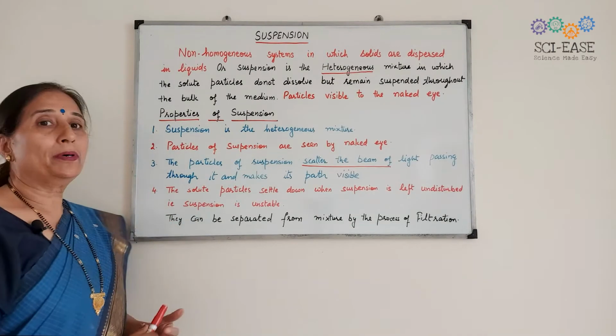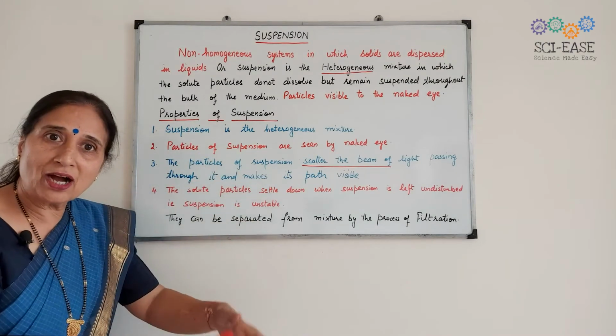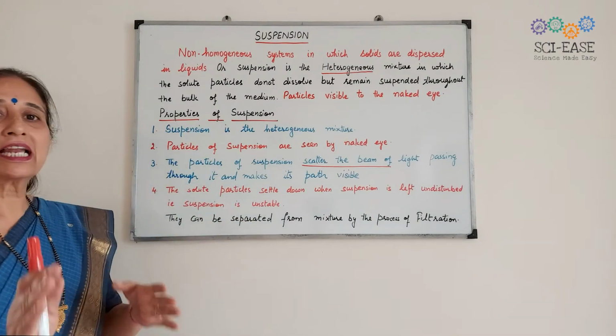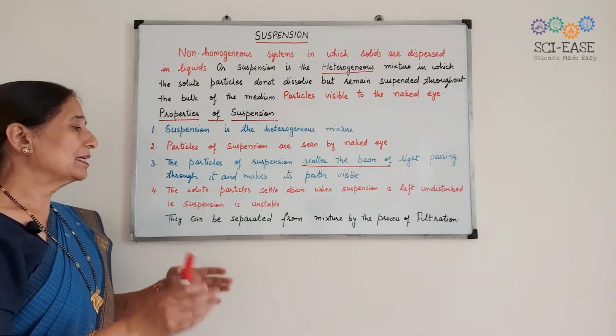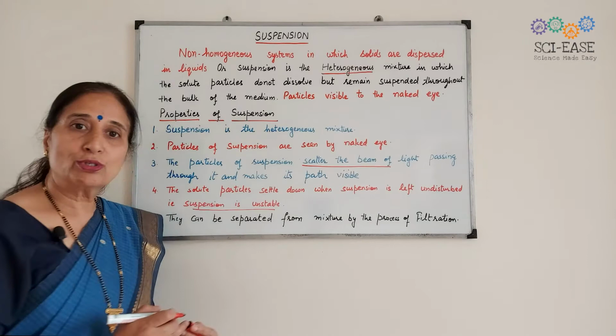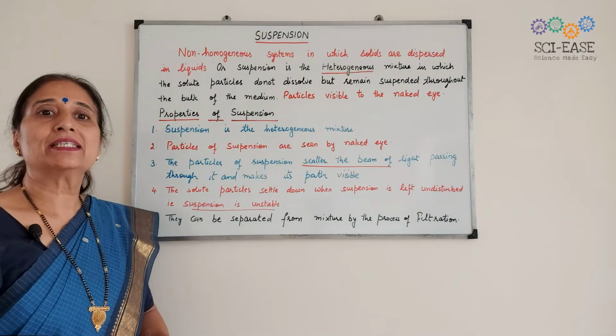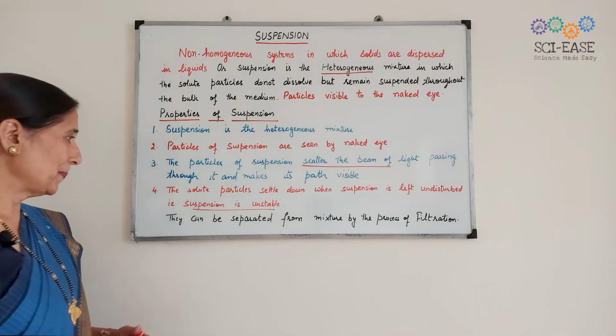Now the fourth property is that the solute particles settle down when the suspension is left undisturbed. That is, suspension is unstable. True solution is stable, but suspension is unstable.